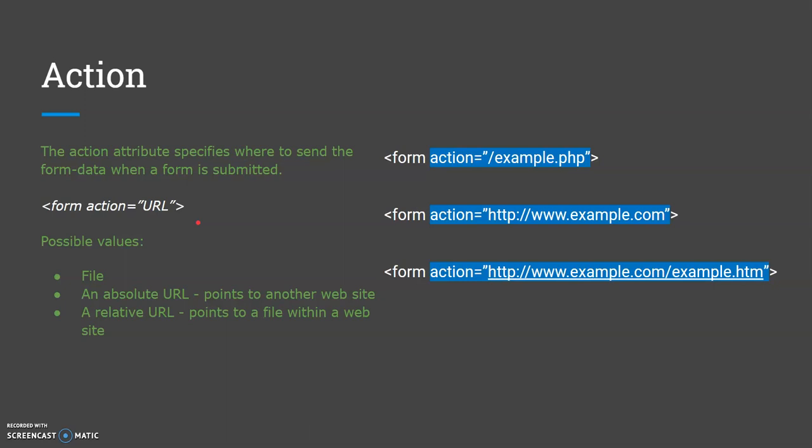There are a few different value options we can use to send the information. The first, we can use a file, like a local file on our computer, which would look something like this. Next is an absolute URL, which points to another website. And another is a relative URL, which points to a file within a website. So that's a quick overview of the action attribute.